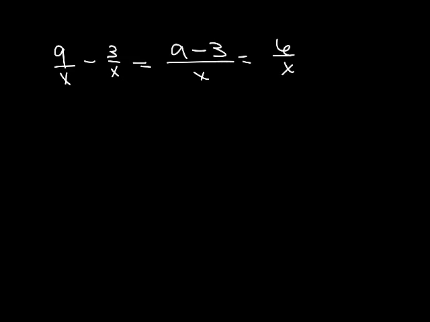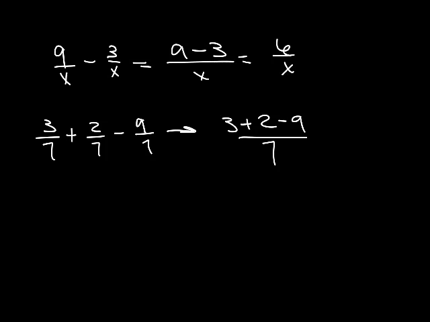When you get D, we have 3 over 7 plus 2 over 7 minus 9 over 7. Denominators are all the same, so we can just go ahead and add the numerators. So we get 3 plus 2 minus 9 all over 7. Well, what's 3 plus 2? 5.